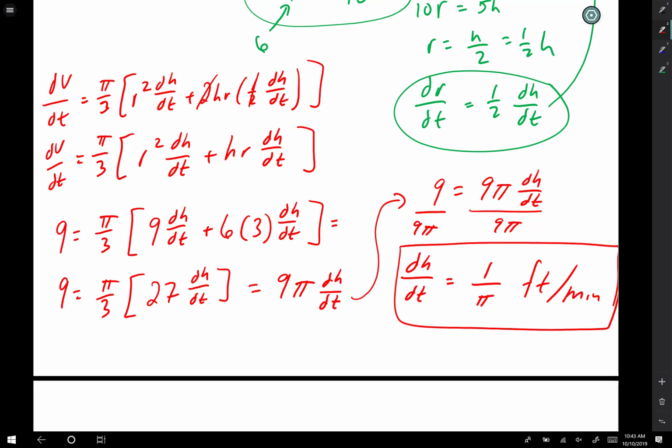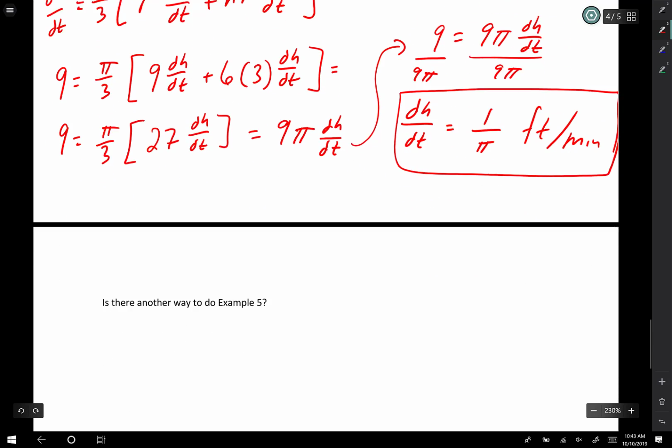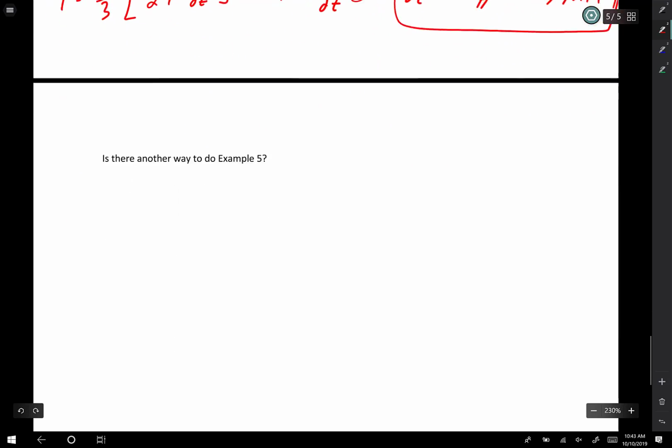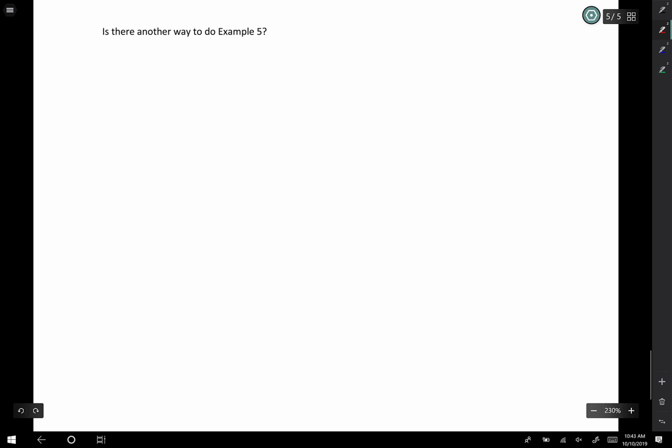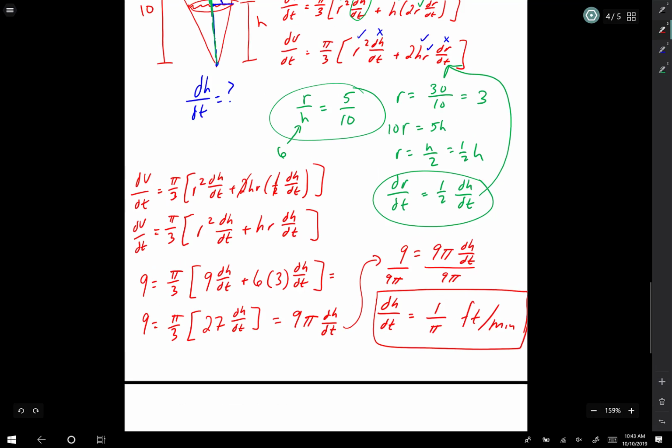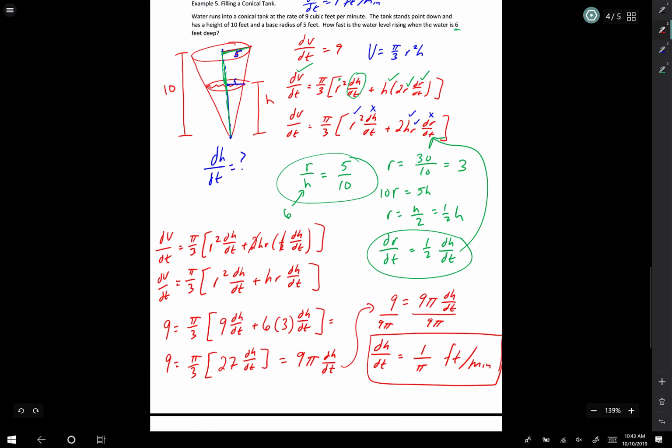How do we feel? Do we feel okay? All right, don't worry, we're almost done. This one, you're probably going to hate me. I don't know. Is there another way to do example 5? Look how much it took, the whole page, to do example 5. Is there another way to do it?